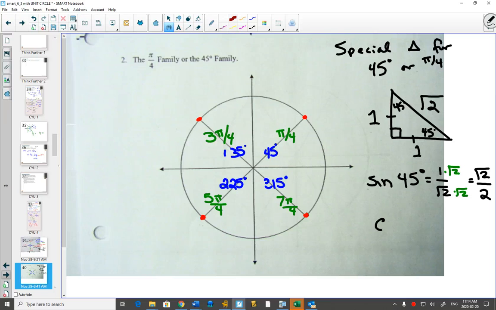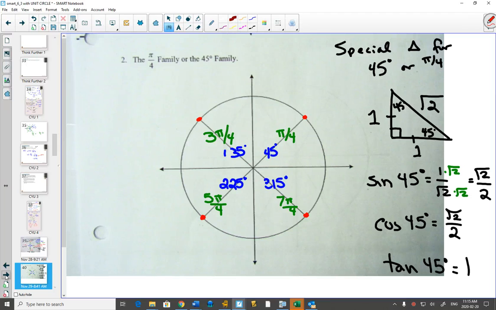Similarly, could you see that you could use the same triangle to figure out what cos of 45 degrees is? Adjacent over hypotenuse. It's also going to be 1 over root 2, so I'm also going to write this as root 2 over 2. And from this triangle, can you see what tan of 45 degrees is? Opposite over adjacent, 1 over 1 will be 1.